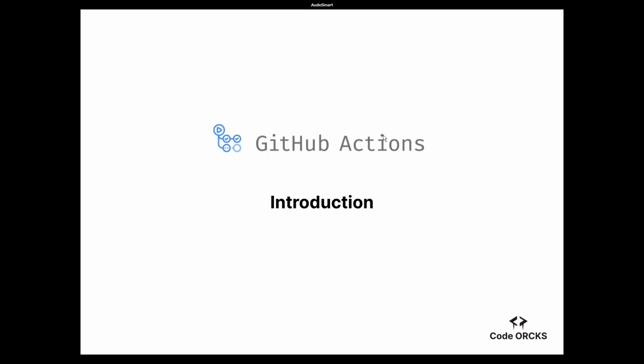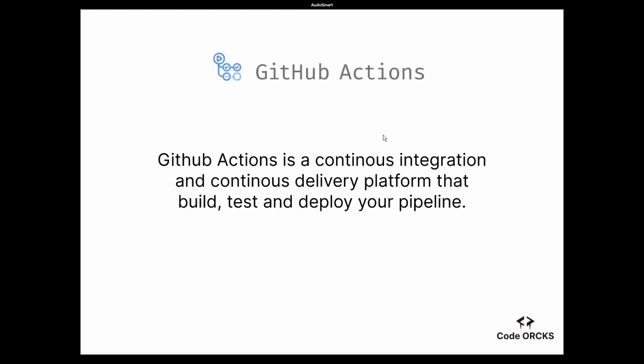Through this video, I would like to explain what GitHub Actions is, how we utilize it in our pipeline, and I'll just show you how it looks. GitHub Actions is a continuous integration and continuous delivery platform that helps build, test, and deploy your pipeline. Yeah, I just read through that whole grammatical sentence.